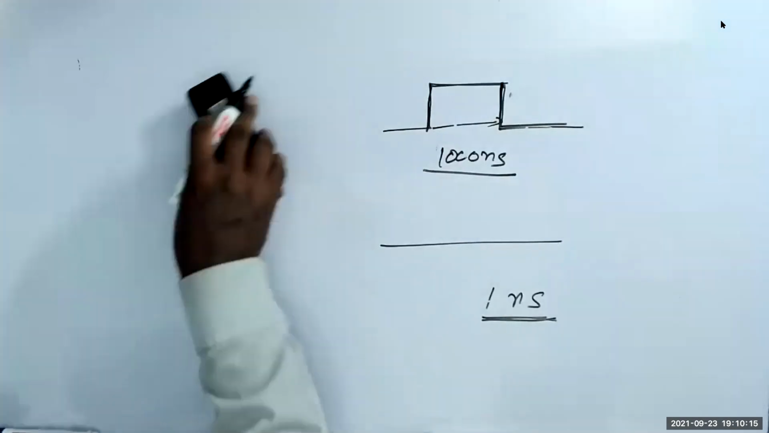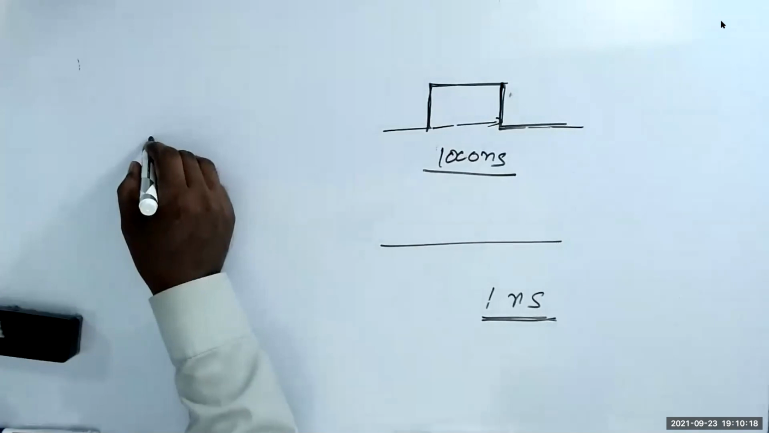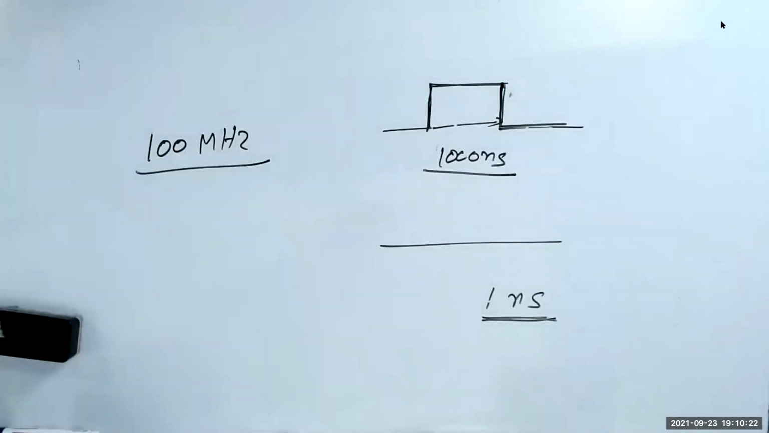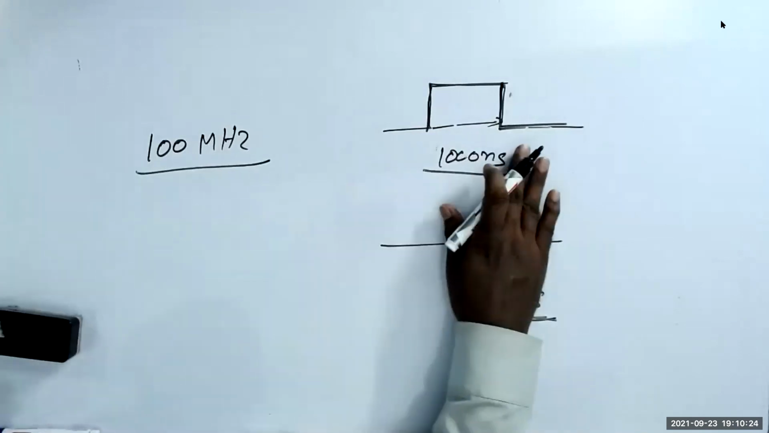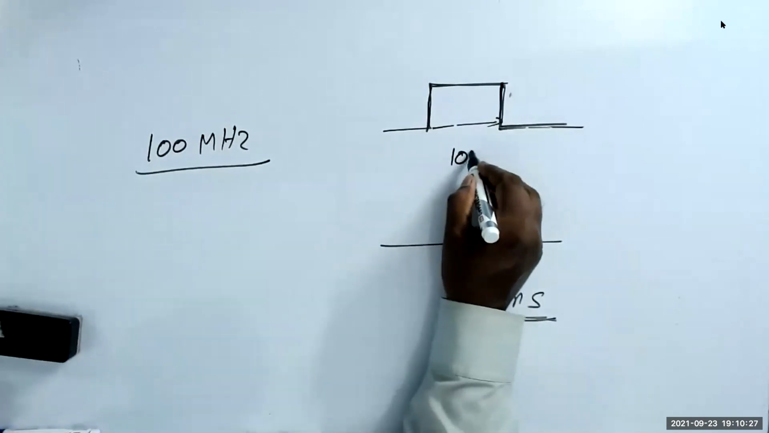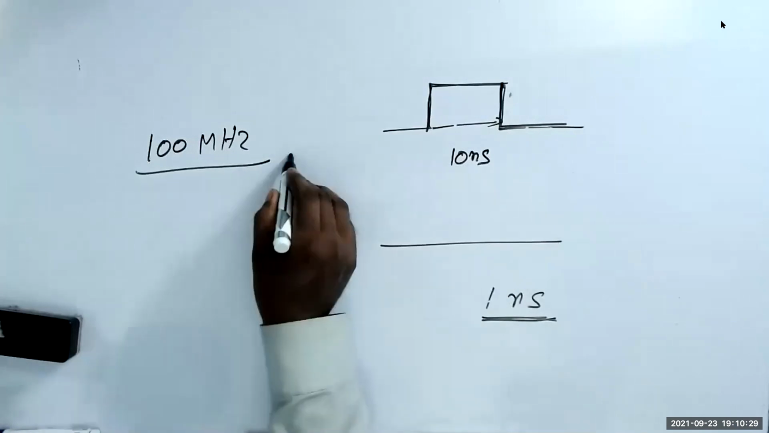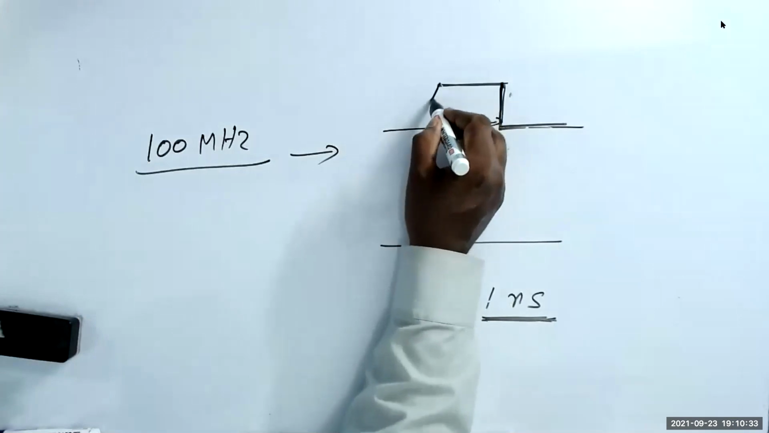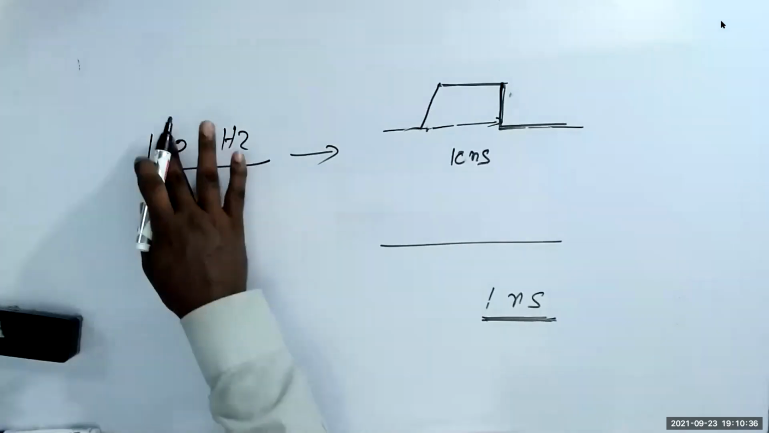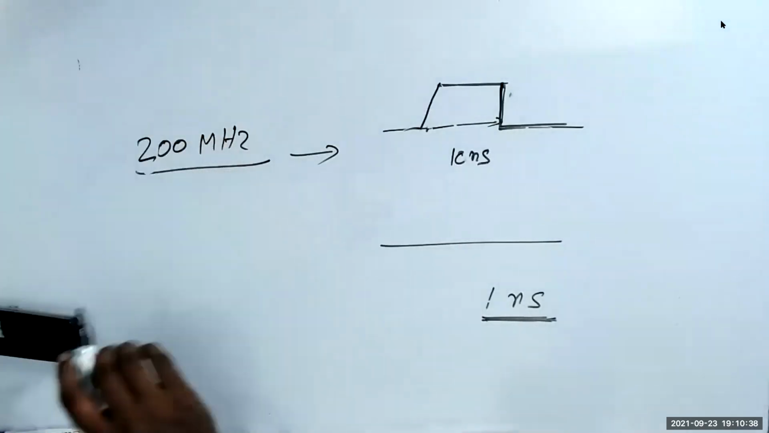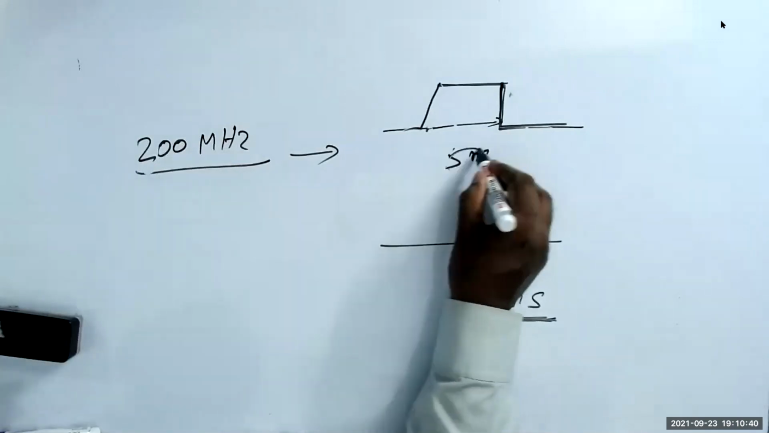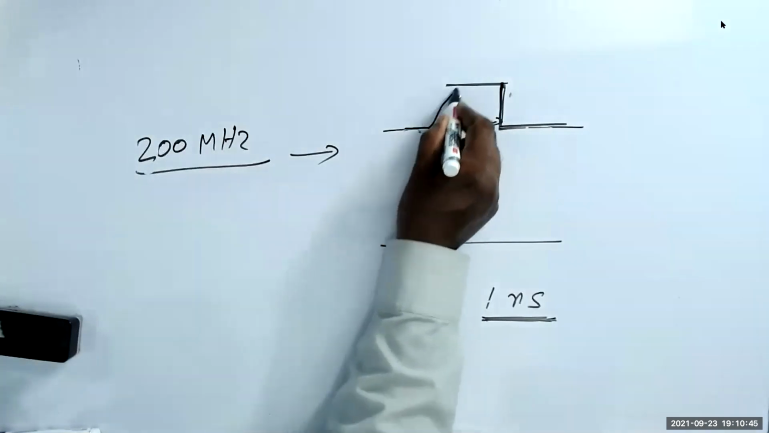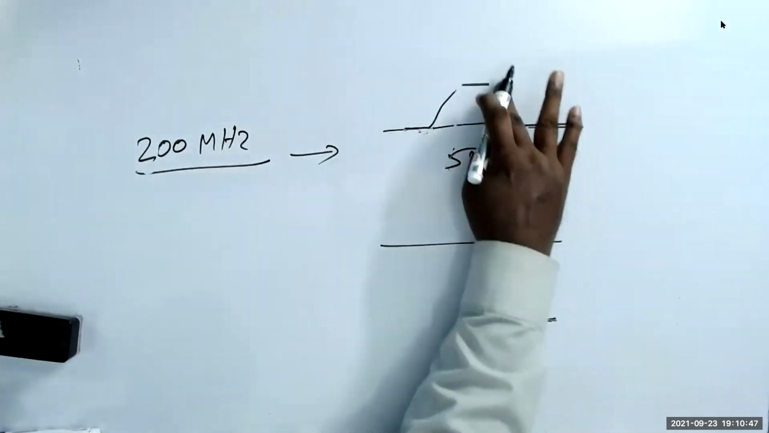Suppose I am having a clock of 100 megahertz. How much? Then this time becomes 10 nanoseconds. When it is 100 megahertz, that time you will see that 1 nanosecond is big. Suppose I am having 200 megahertz, then this is 5 nanoseconds. In 5 nanoseconds, 1 nanosecond is still big.